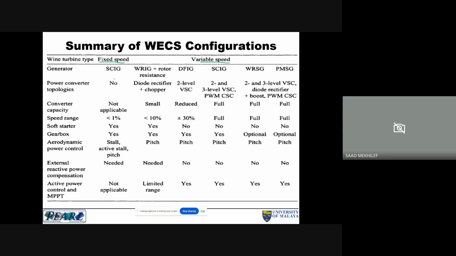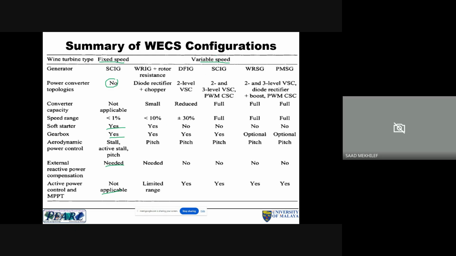Power converter topology: there is none. Converter capacity: not applicable. Speed range: less than 1%. Soft starter: yes, it has to have a soft starter. Gearbox: yes. Aerodynamic control: active stall and pitch for the blades. External reactive power compensation is needed, and we have seen it with the capacitors. Active power control and MPPT are also not available.